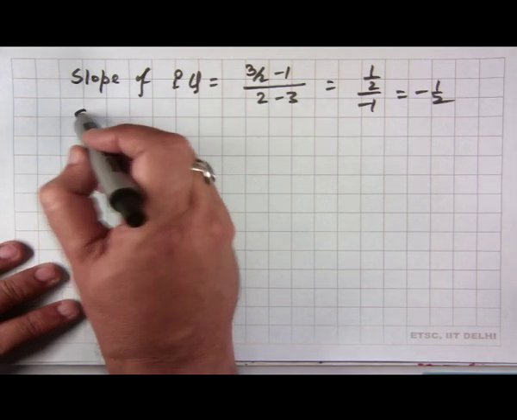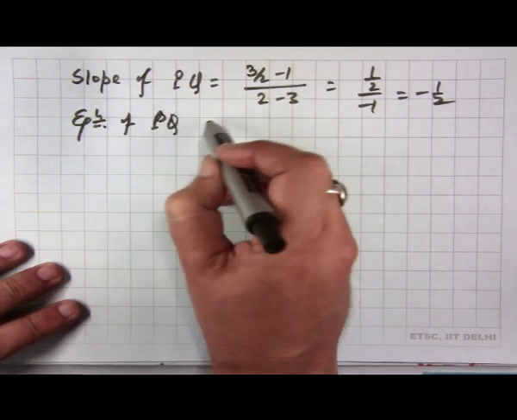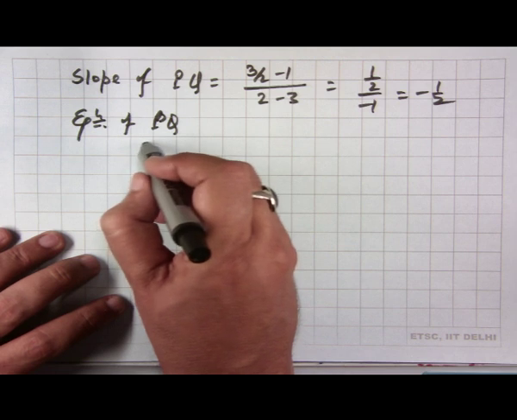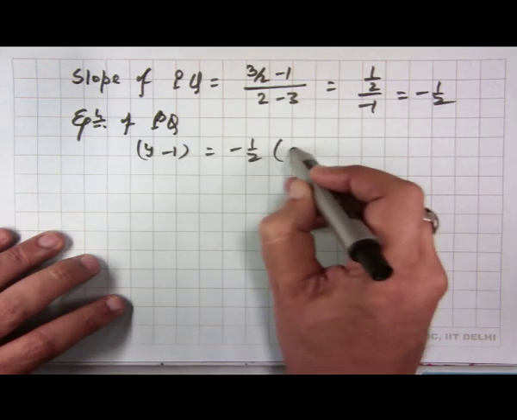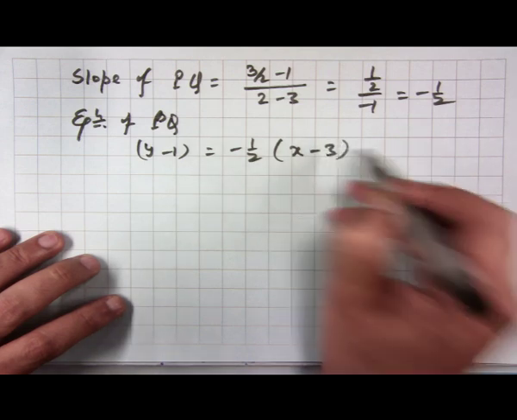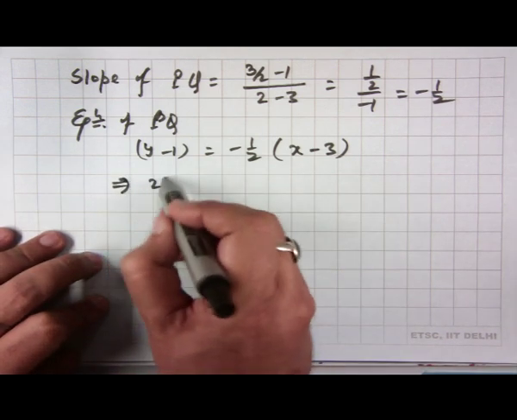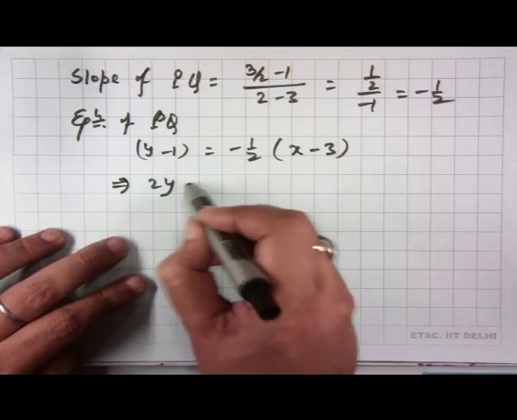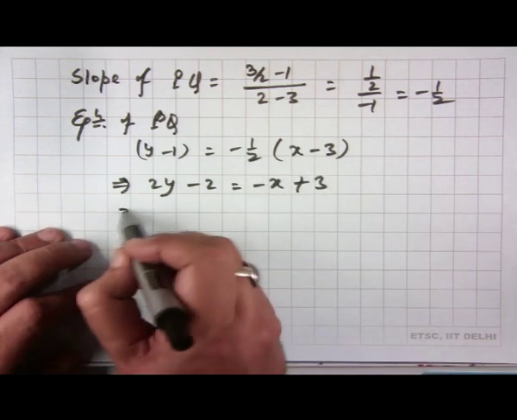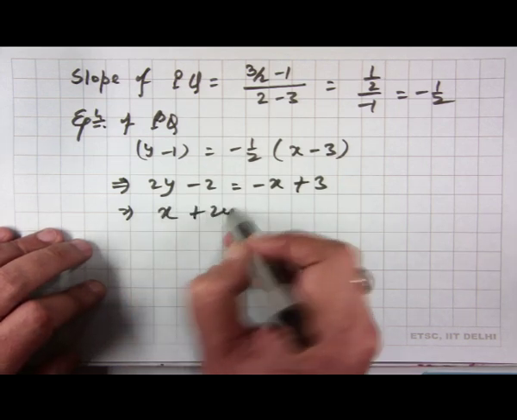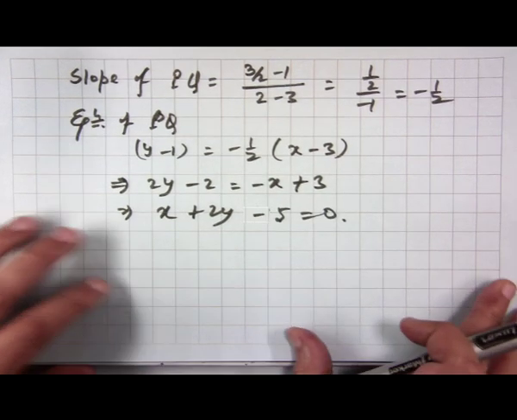So the equation of PQ: y - 1 = -1/2 (x - 3), which implies 2y - 2 = -x + 3. So x + 2y - 5 = 0.